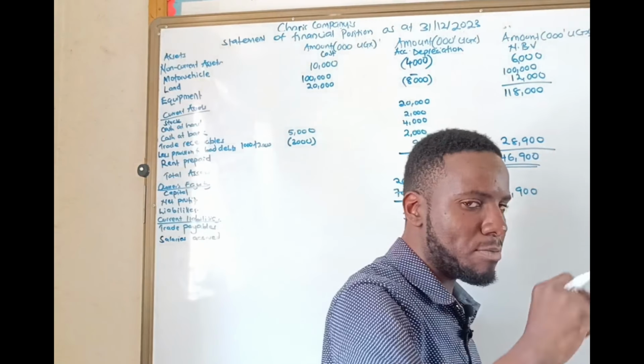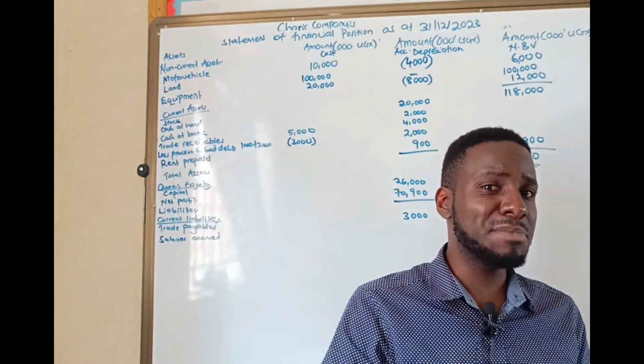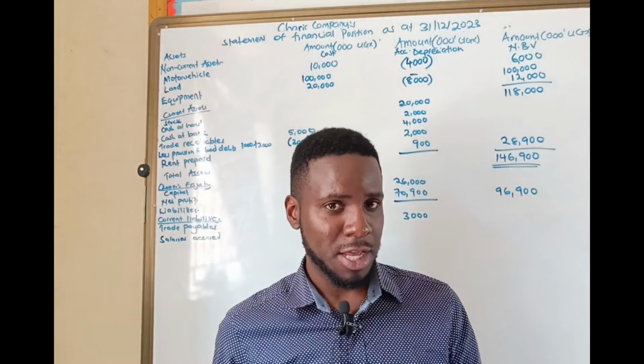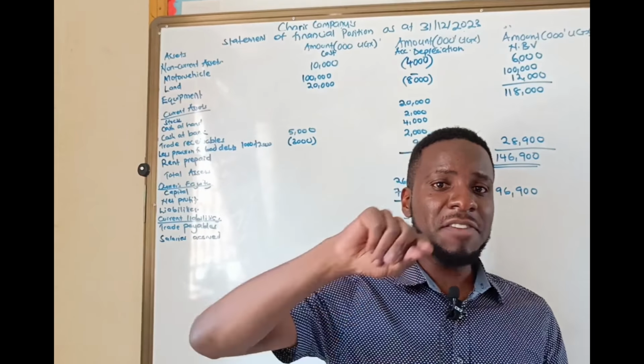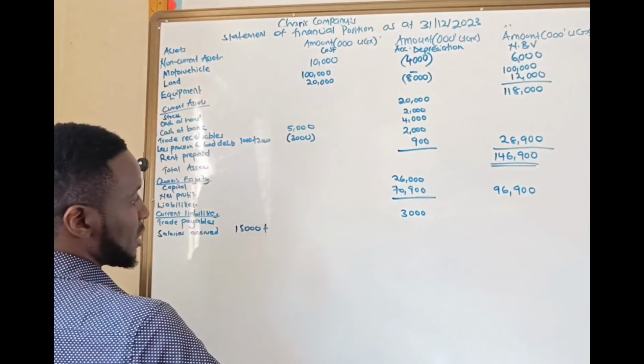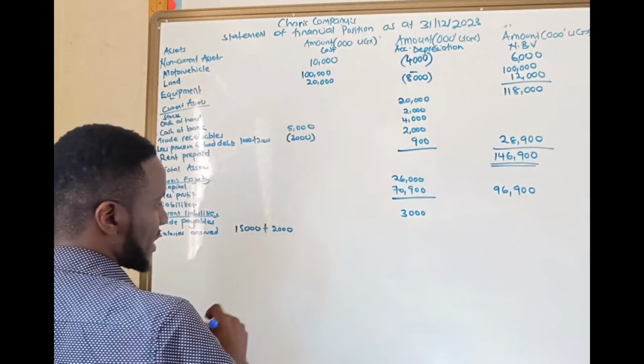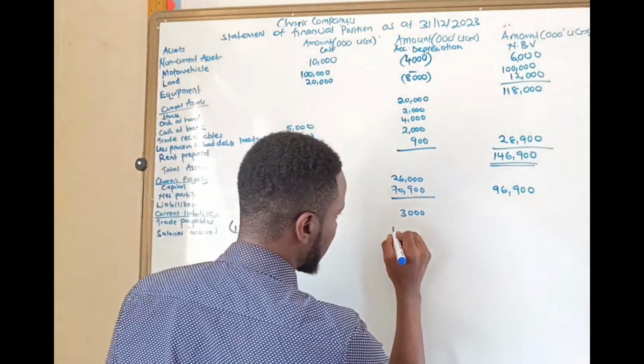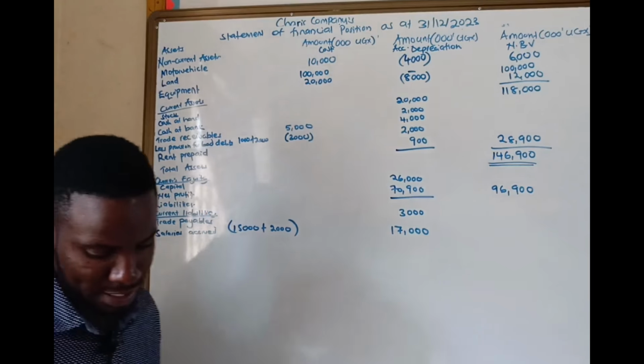Remember, we had two kinds of salaries accrued. One was in the trial balance, which was 17,000. That means that one was for the previous year. So even this year, we still had salaries accrued, which remain outstanding. So when we calculate that, we shall have our salaries accrued as, remember, the one that was in the trial balance was 15,000, plus the one that we calculated, which was 2,000. So this will give us a total of 17,000. That's how we're supposed to do that.